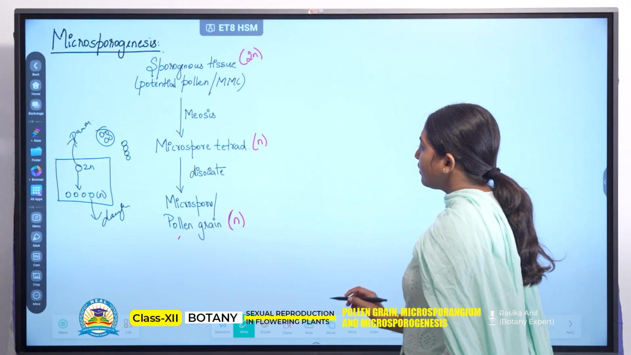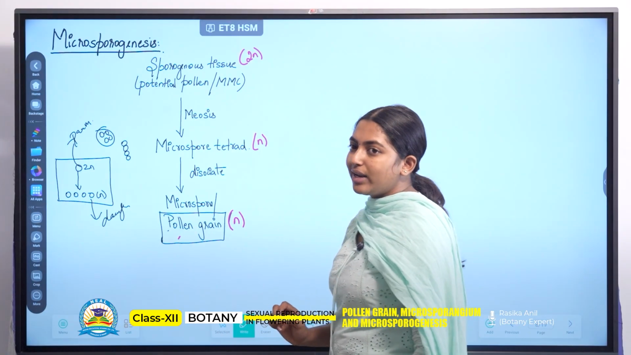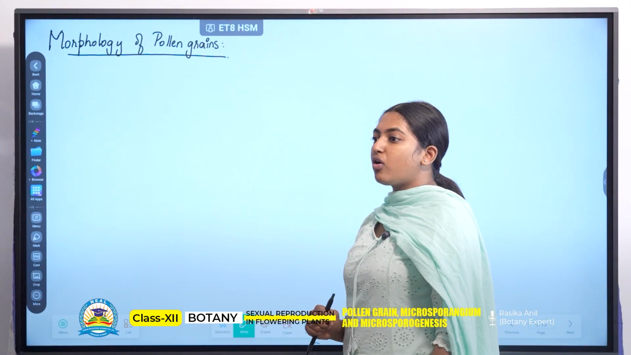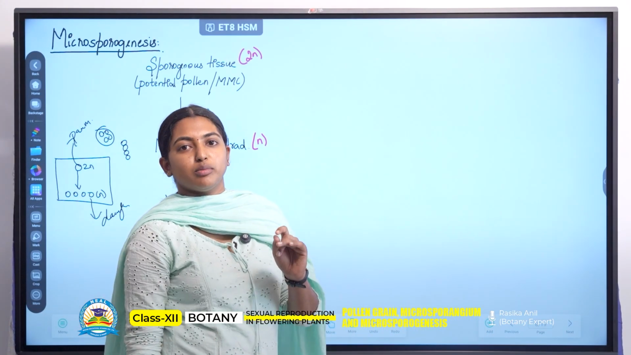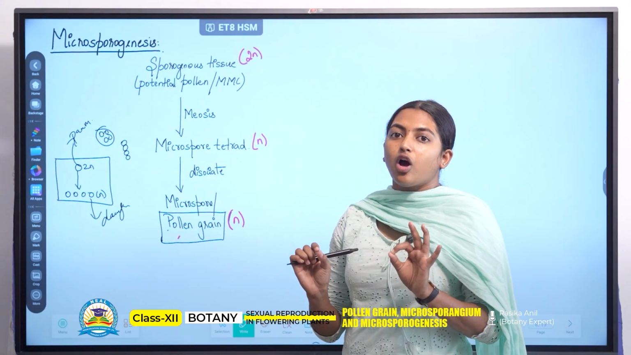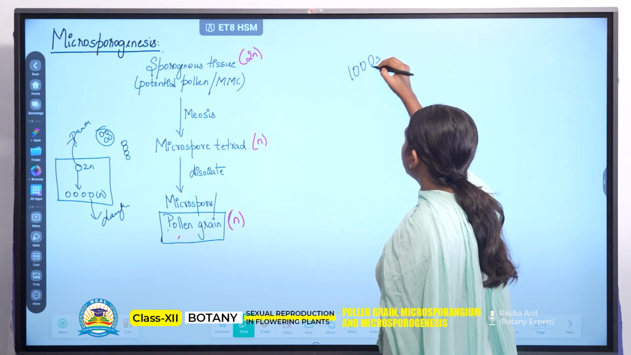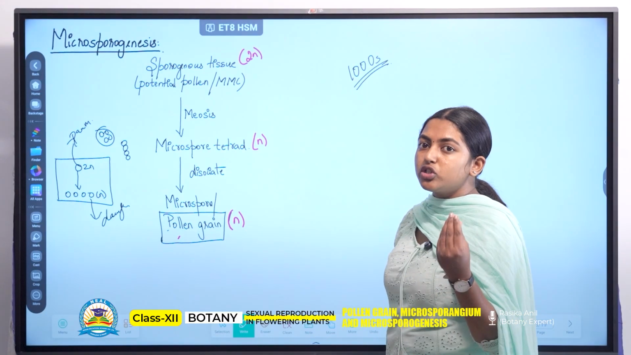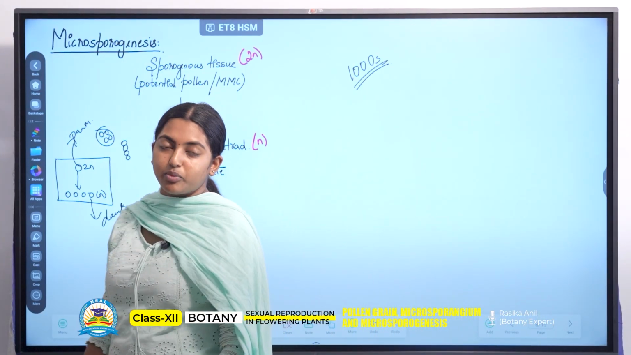So here we ended up with the pollen grain. Now let's learn about pollen grains, their morphology. How do the pollen grains look? And one more thing about the microsporangium: do you know how many pollen grains can be produced inside each microsporangium? Thousands of pollen grains. Just for a few fertilizations, you can produce thousands of pollen grains in one microsporangium.